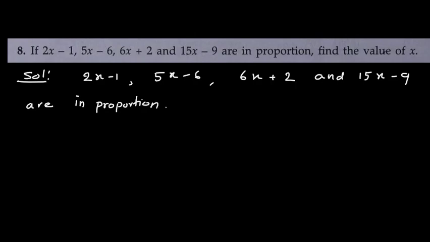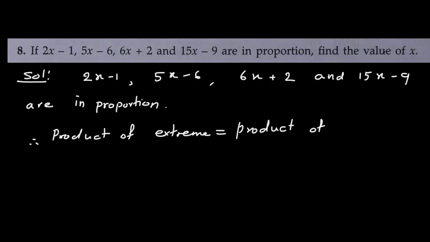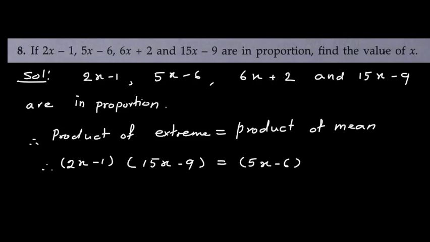These are in proportion, therefore I will say product of extreme is equal to product of mean. So therefore 2x minus 1 into 15x minus 9 is equal to 5x minus 6 into 6x plus 2.